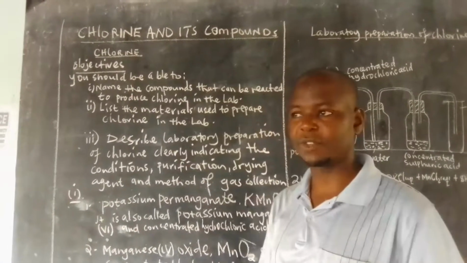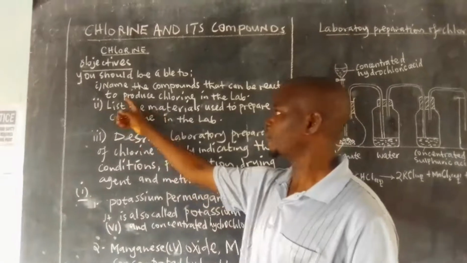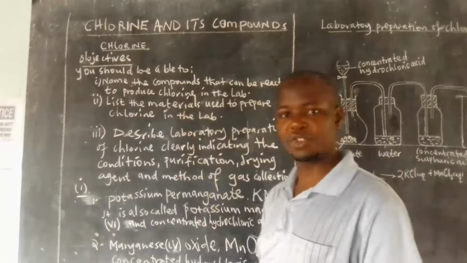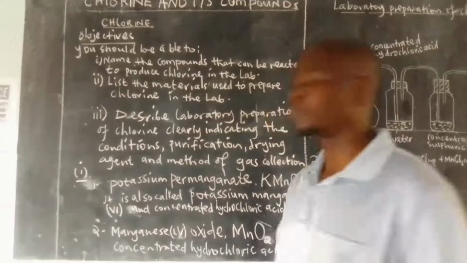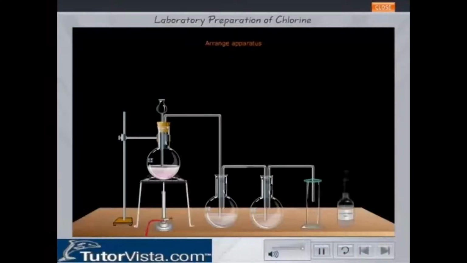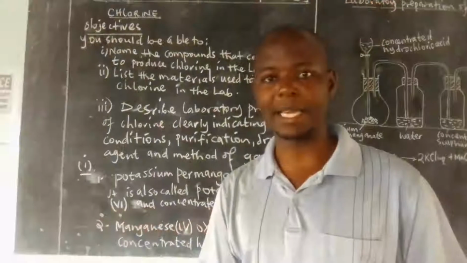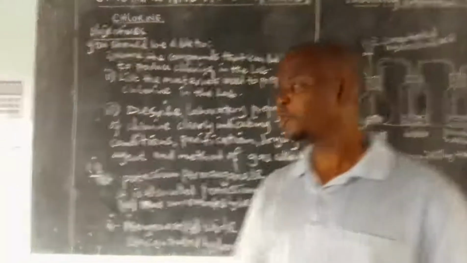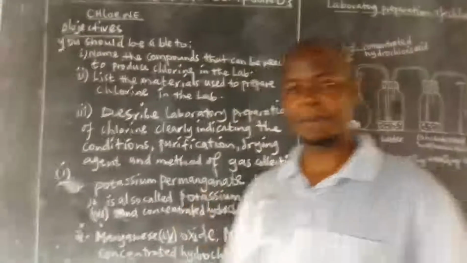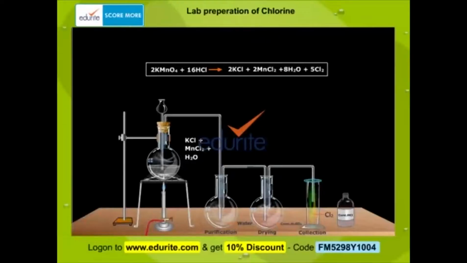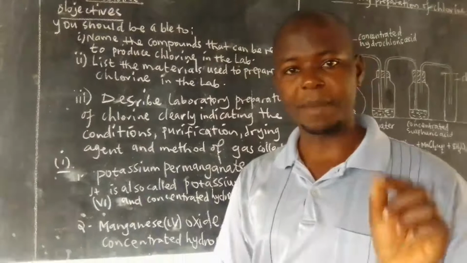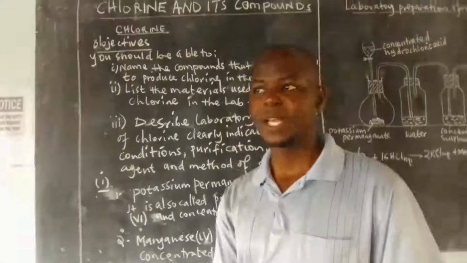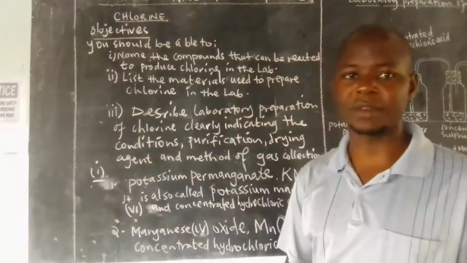Objectives for our lesson include these three. You should be able to name the compounds used to prepare chlorine in the laboratory. Number 2, you should be able to list the materials we use when preparing chlorine in the laboratory. Number 3, you should be able to describe laboratory preparation of chlorine, indicating the conditions necessary, the drying agent, the method of gas collection. Let us begin with objective number 1, the compounds used.